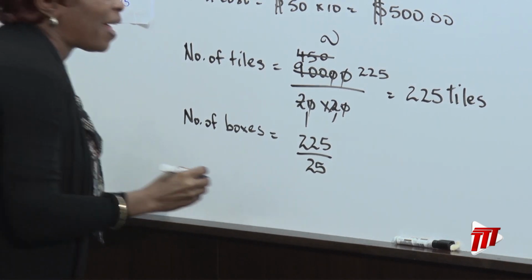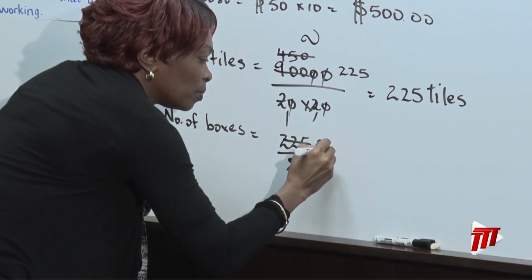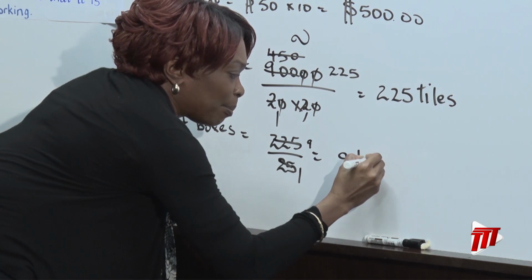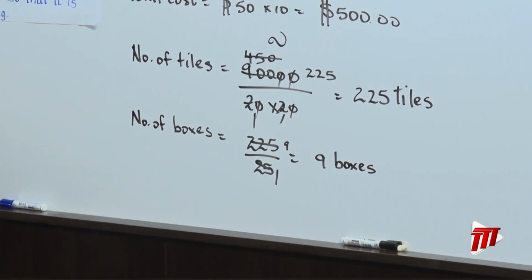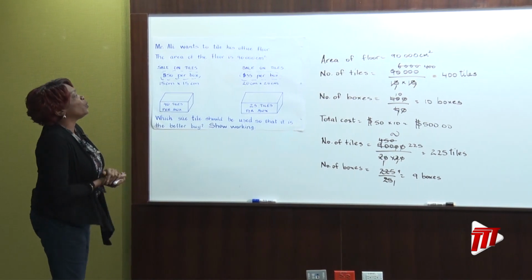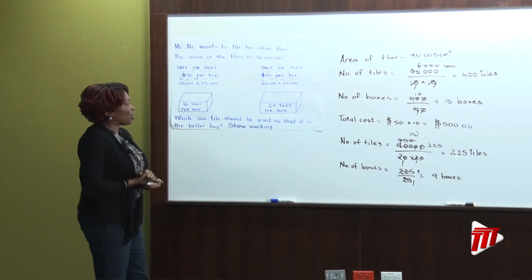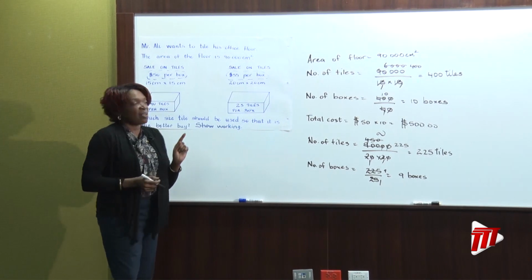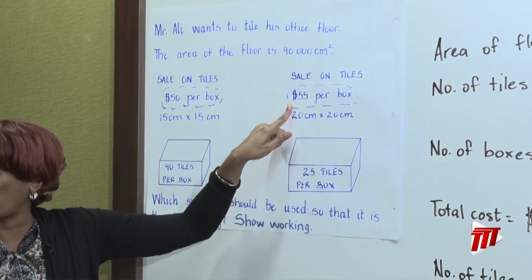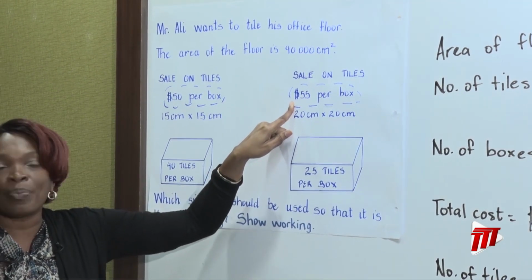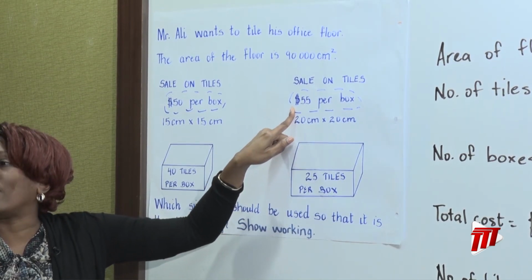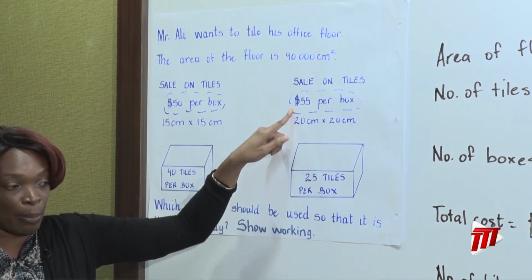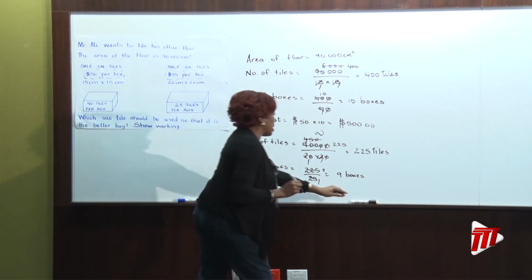All right, when we divide, we are going to get 9 boxes. So far, so good, boys and girls? Wonderful. Is that the end? No, no, no. Let's go back to the question. Each box costs $55. So what are we going to do now? To find the total cost, we are going to multiply the $55 by the 9 boxes. Are you seeing that, boys and girls? Let's do that now.